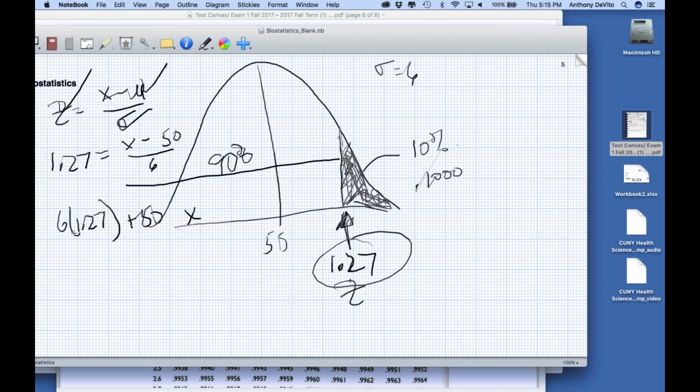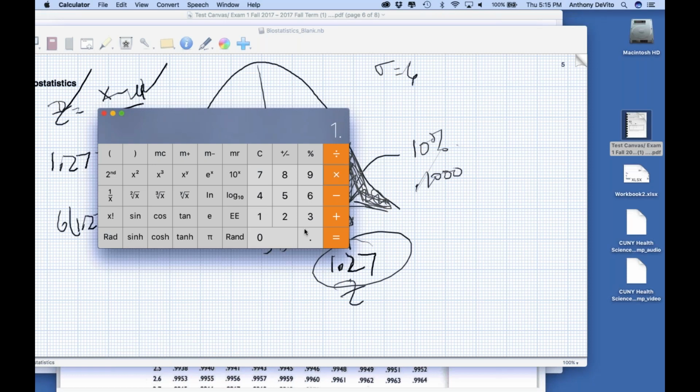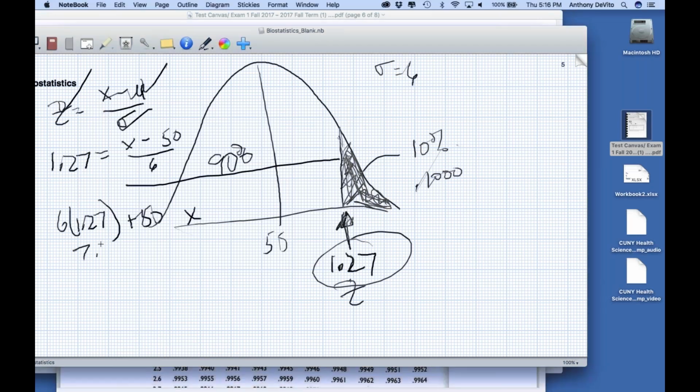So x is equal to 6 times 1.27, which is 7.62. 7.62 plus 50 is equal to x. So x is equal to 57.62. So any kid that's taller than 57.6 inches is in the top 10% of the population, in this particular population. Okay. Again, these are all just ways of using this one tool, this one table that gives us information about how normal distributions behave, and taking advantage of every little trick we can use to figure out what's below this number, what's above this number, and so on and so forth.